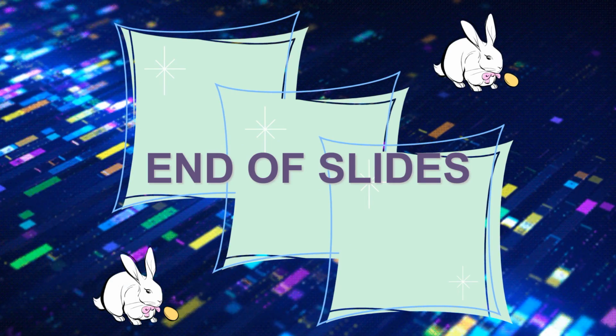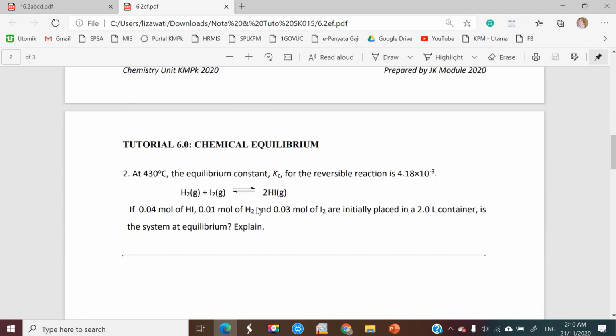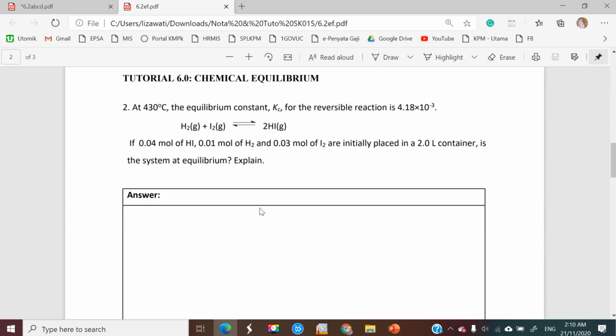Now we take a look at the tutorial. One is already discussed, so we take a look at tutorial number 2. At 430, the equilibrium constant Kc for the reversible reaction is this value. Given to you are only the initial moles for each gas and also the volume. Is the system at equilibrium? Then you have to explain. First of all, what should you do? You have to calculate the initial concentration for each of the gases.